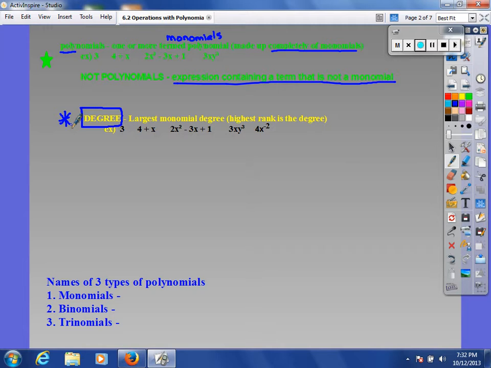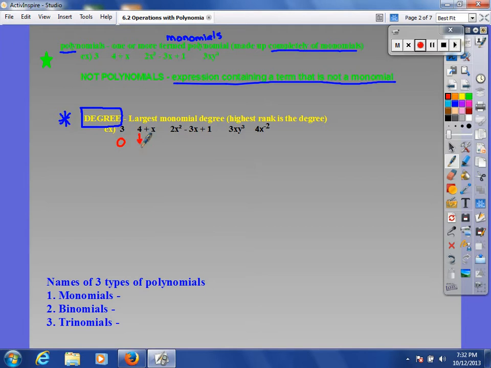When we talk about the degree of a polynomial, we're talking about the largest monomial degree. A lot of times I say this is the highest rank. So you ask, how many terms do I have? I have one term, or two terms, or three terms. We need to look at each potential polynomial and ask how many terms it has, because I need to find the degree of each term. So here the degree of a constant is 0. There are no other terms to compare, so the degree of that polynomial is also 0.